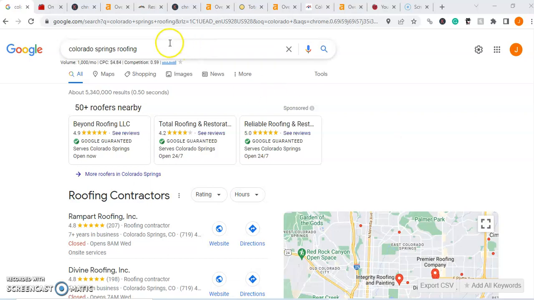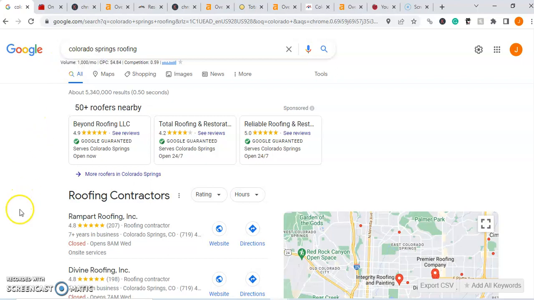Now, if we take a look at the top here, we're looking at Colorado Springs Roofing, which generates about 1,000 searches every single month. Obviously, there's a lot more volume out there when you take into account search terms like roof installation, roof repair, roofing near me. However, for the sake of time in this video, we're just going to focus in on this one search term and show you how you can turn these 1,000 searches a month into revenue for your business.